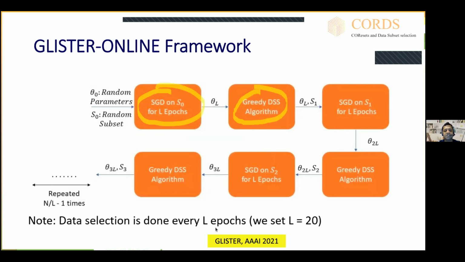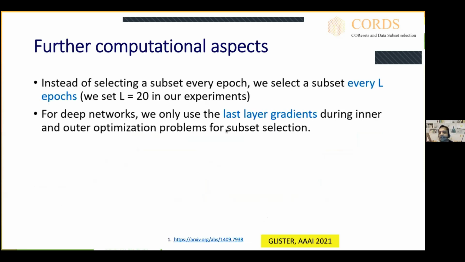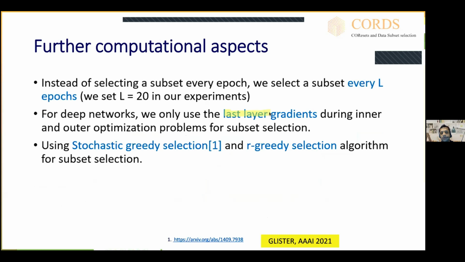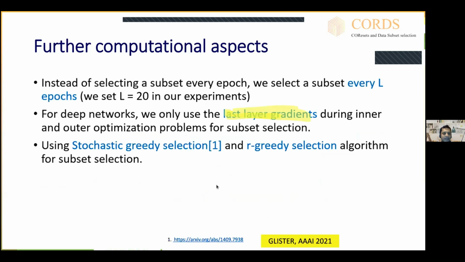So data selection is done every L epochs. There are further computational aspects. In the interest of time, I just want to mention them. So we could select a subset every L epochs. We also think of using engineering tricks such as only using large layer gradients, and also stochastic greedy selection and R greedy selection algorithms are used for subset selection, which do pretty well in practice.